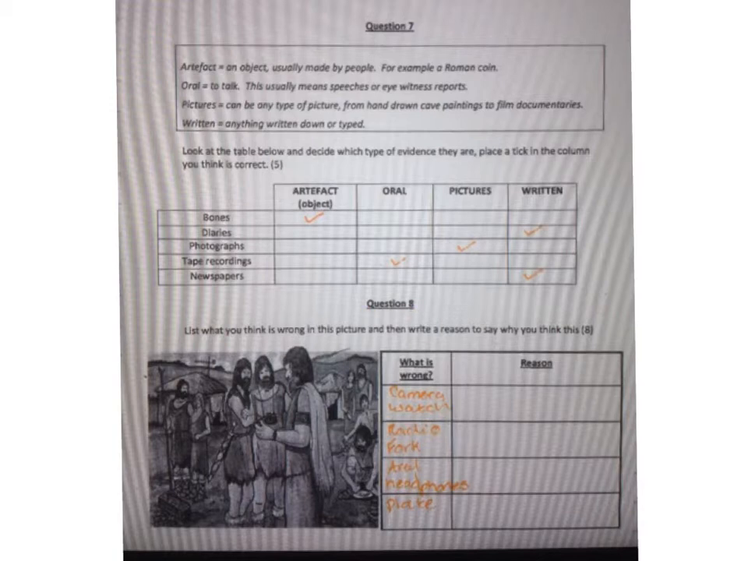Question number 8. List what you think is wrong with this picture and write a reason to say why you think this. In this picture there are 4 mistakes. In no particular order then, we have the camera and the watch, the radio or the fork, the aerial and the headphones, or the plate. So we have several things that are wrong. What you now need to do is explain why.